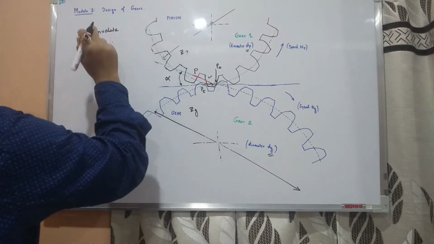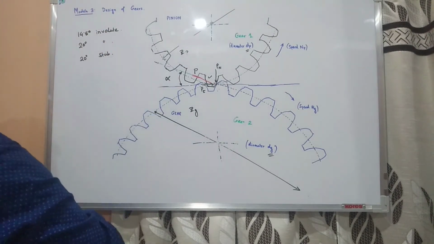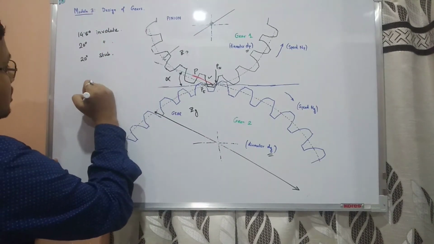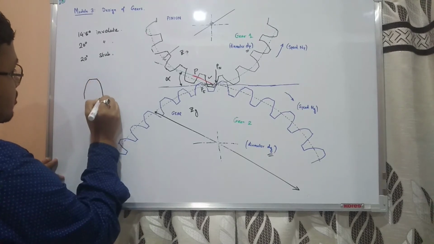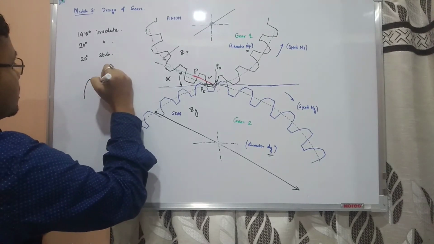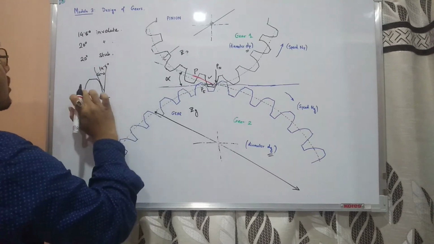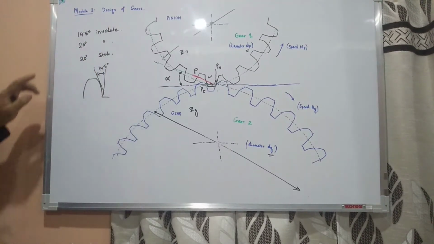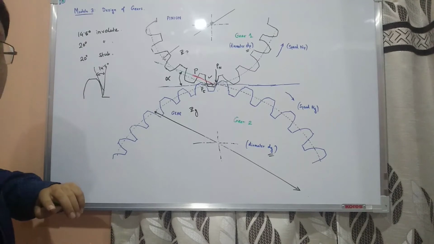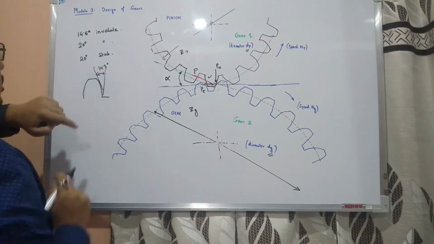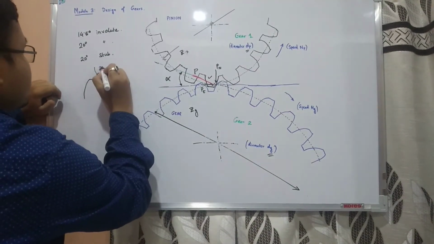In 14.5 degree involute, 20 degree involute, 20 degree stub, right? Now this is the angle here. This is your 14.5 degree, and the surface is involute type. That's why we write it as 14.5 degree involute. 20 degree involute is also the same. This will be 20 degree.